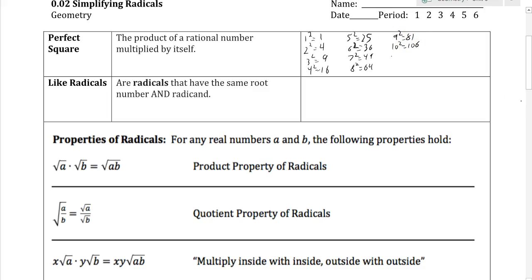Some others that you might want to put away: 11 squared is 121, 12 squared is 144, 13 squared is 169, 15 squared is 225, 25 squared is 625.